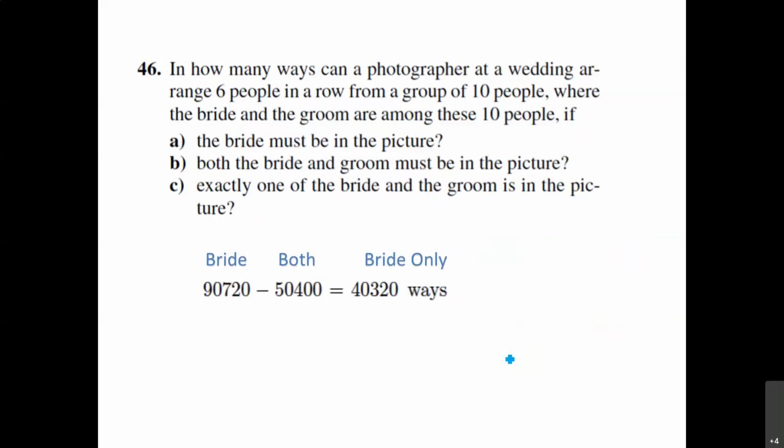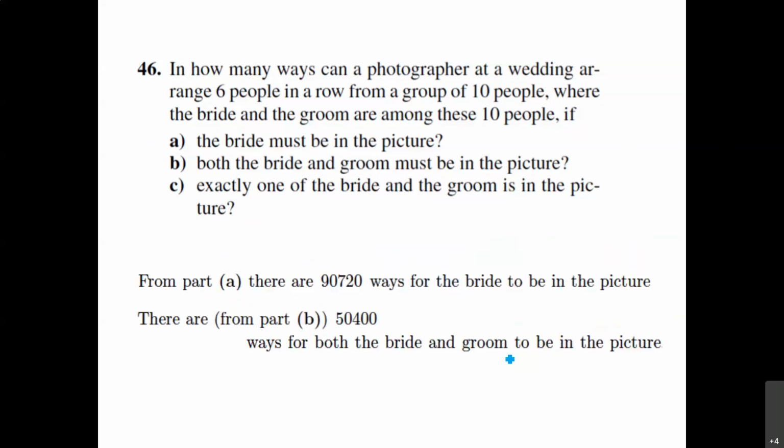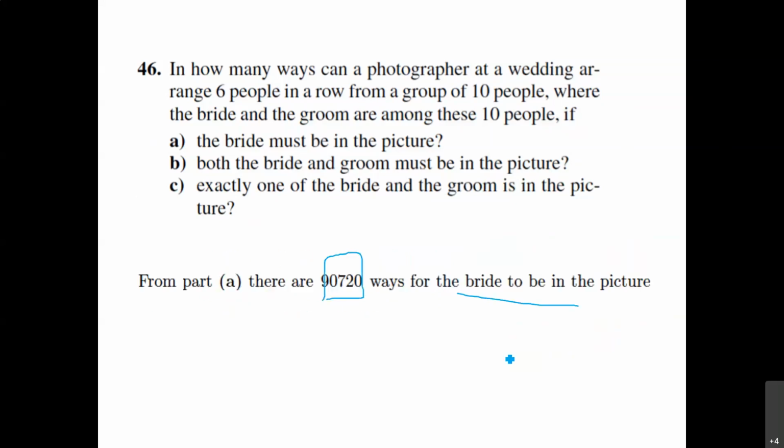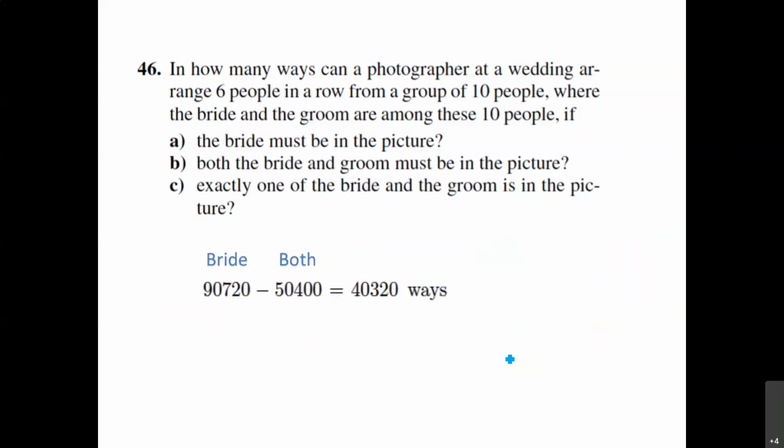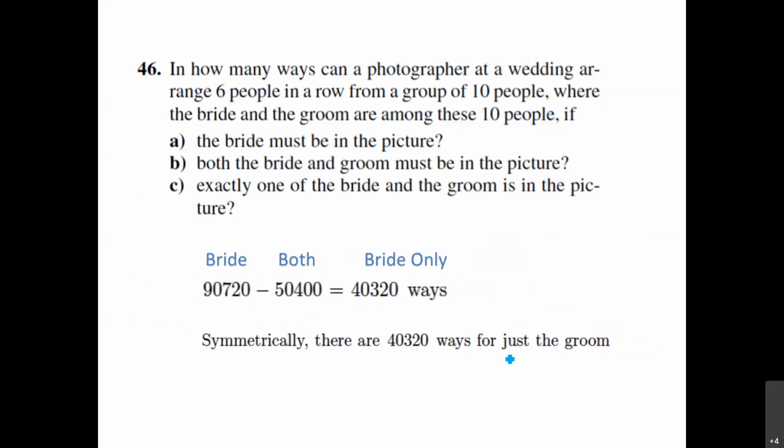I realized that my first thought was true, but let's continue with the solution. Let's go actually from the beginning. Part A, this is how many the bride is in the picture. Part B, this is how many both of them are together. If you subtract that, you get how many for the bride alone. Then symmetrically, there's this many ways for the groom. It's just one random person. So if you say the same thing for the groom, it's going to work. So that's how many ways.